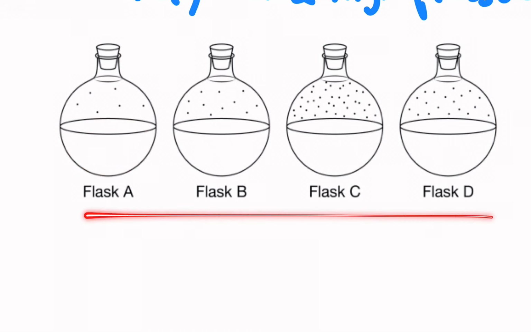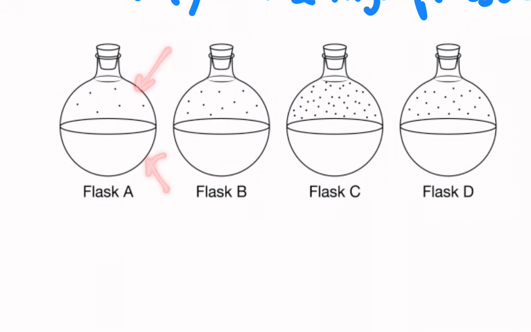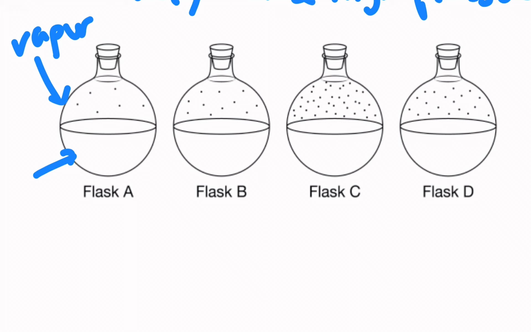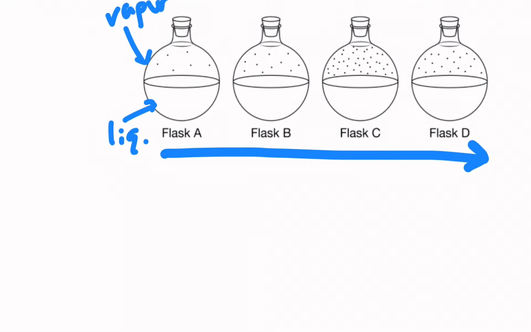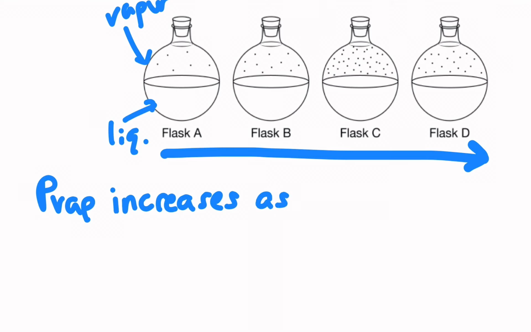So here are 4 flasks just showing an equilibrium mixture of vapor and liquid. So vapor and liquid. And we could use this as an illustration of left to right. This is what it would look like if you were increasing the temperature. P vap increases as T increases.